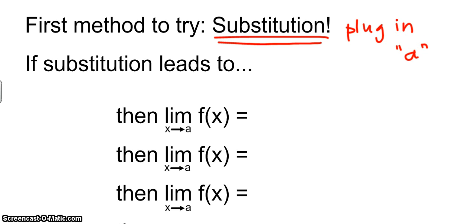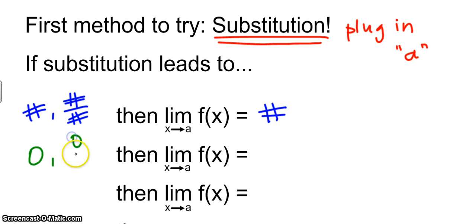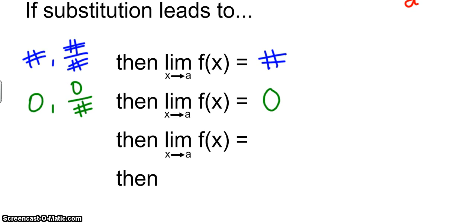If when you plug in a, you get a number, or a number over a number in a rational sense, then your limit as x approaches a of f of x is that number, and substitution has worked and all is good. If your substitution leaves you with 0, or the form 0 over some number, then your limit is equal to 0. Substitution has worked. Everything is good.